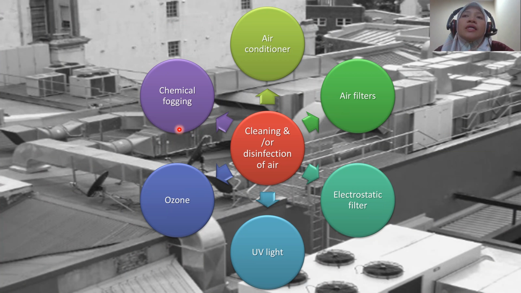In some practices, combined methods are used to clean and disinfect the air, for example chemical fogging with UV light, or air filters with UV light. For further detail on how to perform cleaning and disinfection of air, you may need to refer to the specific guidelines. If you are unsure, you may get expert service from outside.